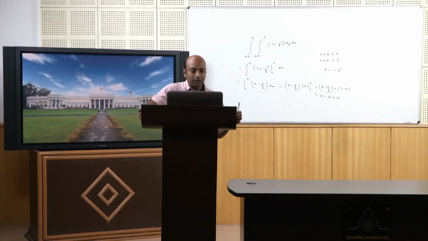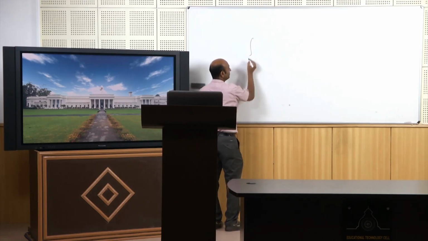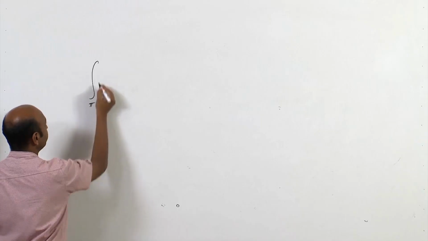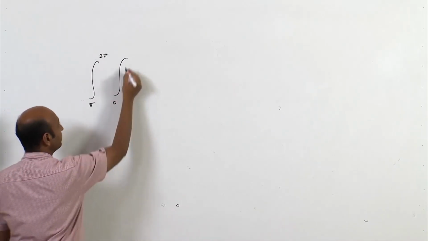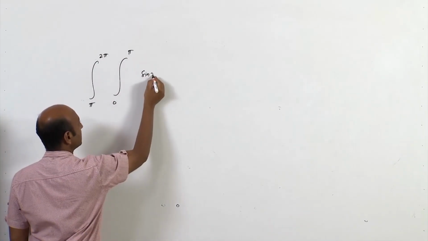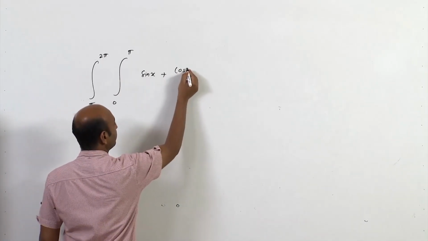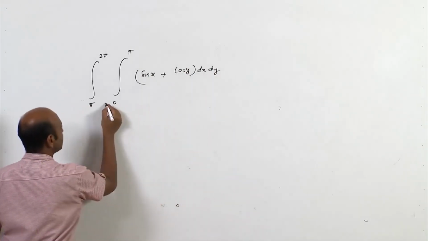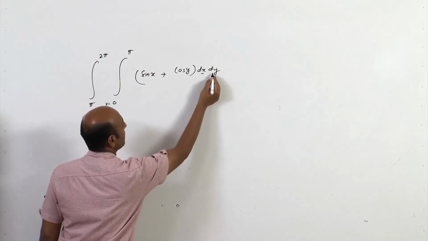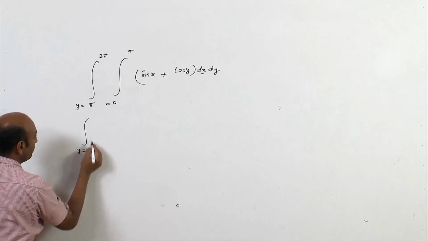Okay. Now, similarly, if you want to solve the next problem, you can find that out also. It is integral pi to 2 pi, integral 0 to pi, sin x plus cos y, dx dy. So, these are the limits for x because dx is coming first, and these are the limits for y. So, y is from pi to 2 pi.